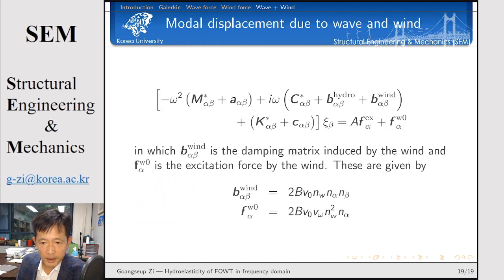Okay, so finally, if you add up all the terms together, on the right-hand side I have the wave force, and then the wind force here. And then if you look at the left-hand side, we have another term for the wind action. So if you solve this equation, then we can obtain the modal displacement for the coupled effect of wave and wind for an elastic structure.